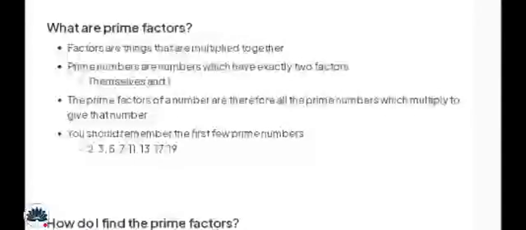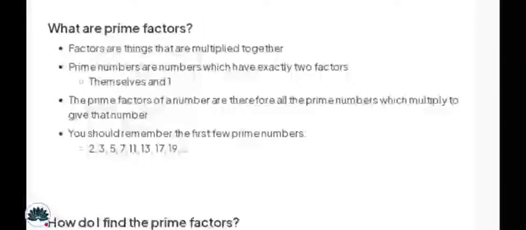So what are the prime factors? This is also very clear to you from your previous classes, as nothing is new. Factors are things that are multiplied together. Prime numbers are numbers which have exactly two factors, themselves and one, such as the number 2. 2 is a prime number. This is because 2 comes in its own table and in the table of 1, but does not come in the other tables.